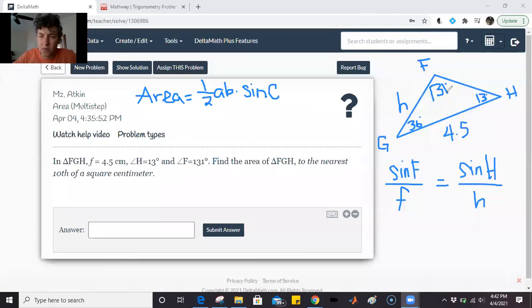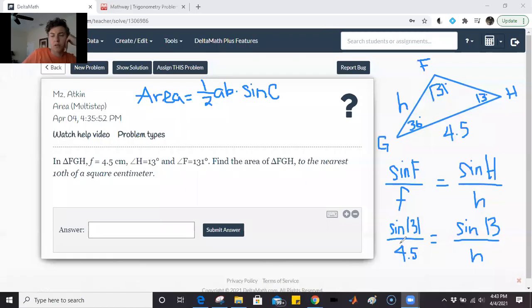So let's use what we've got. We know angle F, we know side f, we know angle H. We can use that to find side h. So we've got sine of F over f is going to equal sine of H over h. Plug our numbers in. So we've got sine 131 over 4.5 equals sine 13 over h. Let's do some algebra gymnastics. Multiply by h on both sides and multiply by the reciprocal of sine 131 over 4.5.